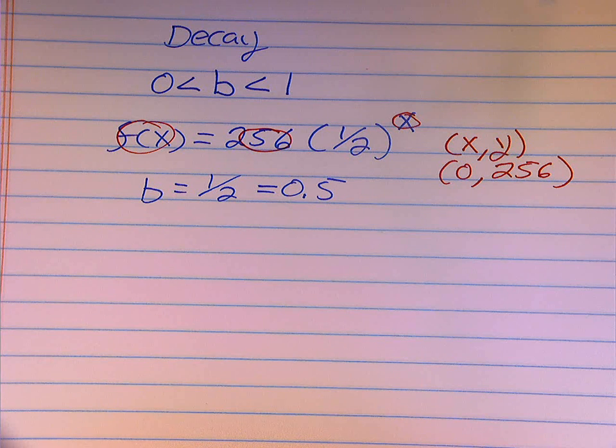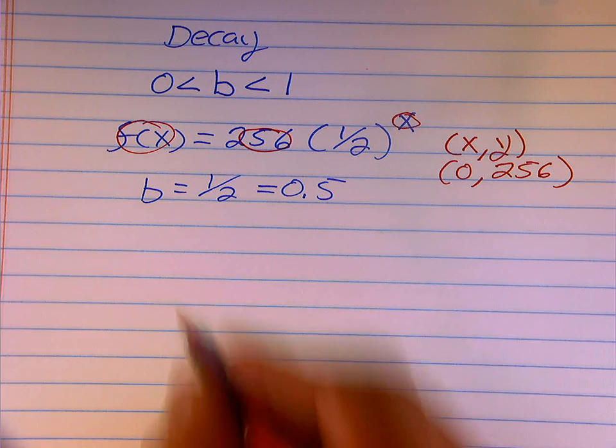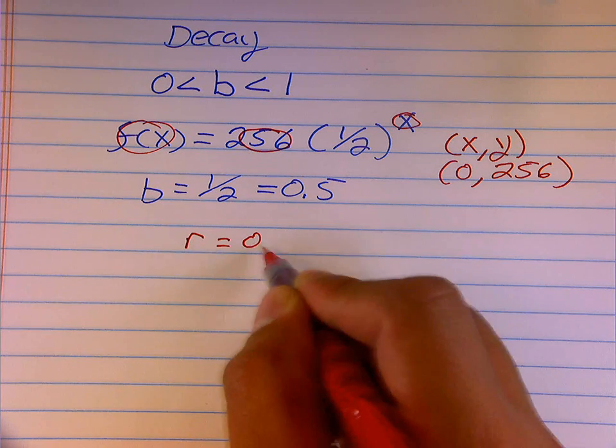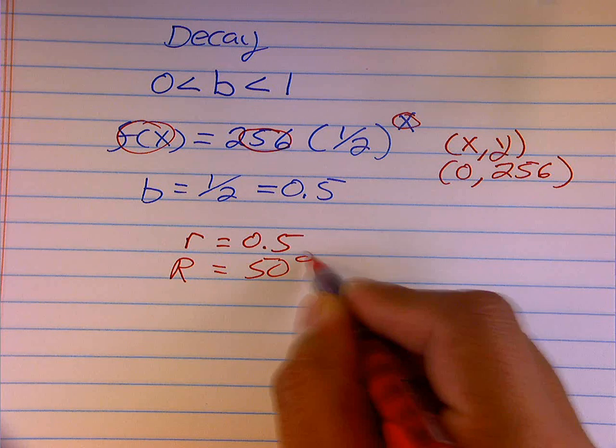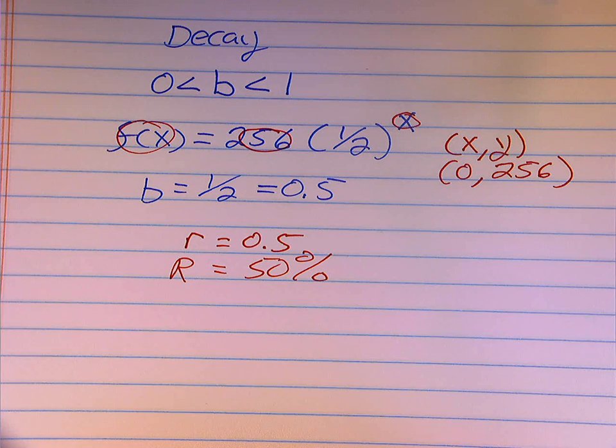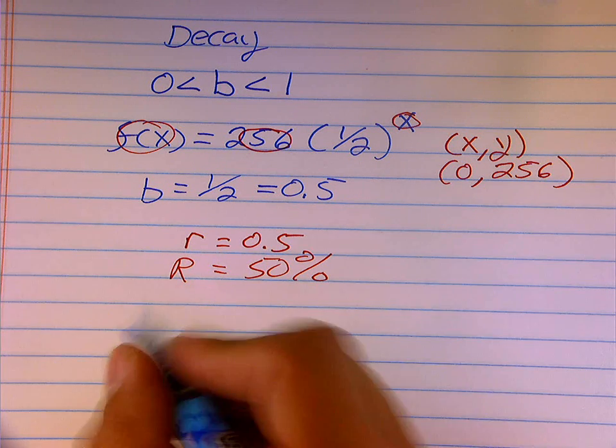I'm going to describe my rate pretty much the same way. Even though it's smaller than 1, I'm going to ask the same question. How much smaller than 1 is it? Instead of how much bigger than 1, the question now is, how much smaller than 1? It is this much smaller than 1, or 50% smaller than 1.